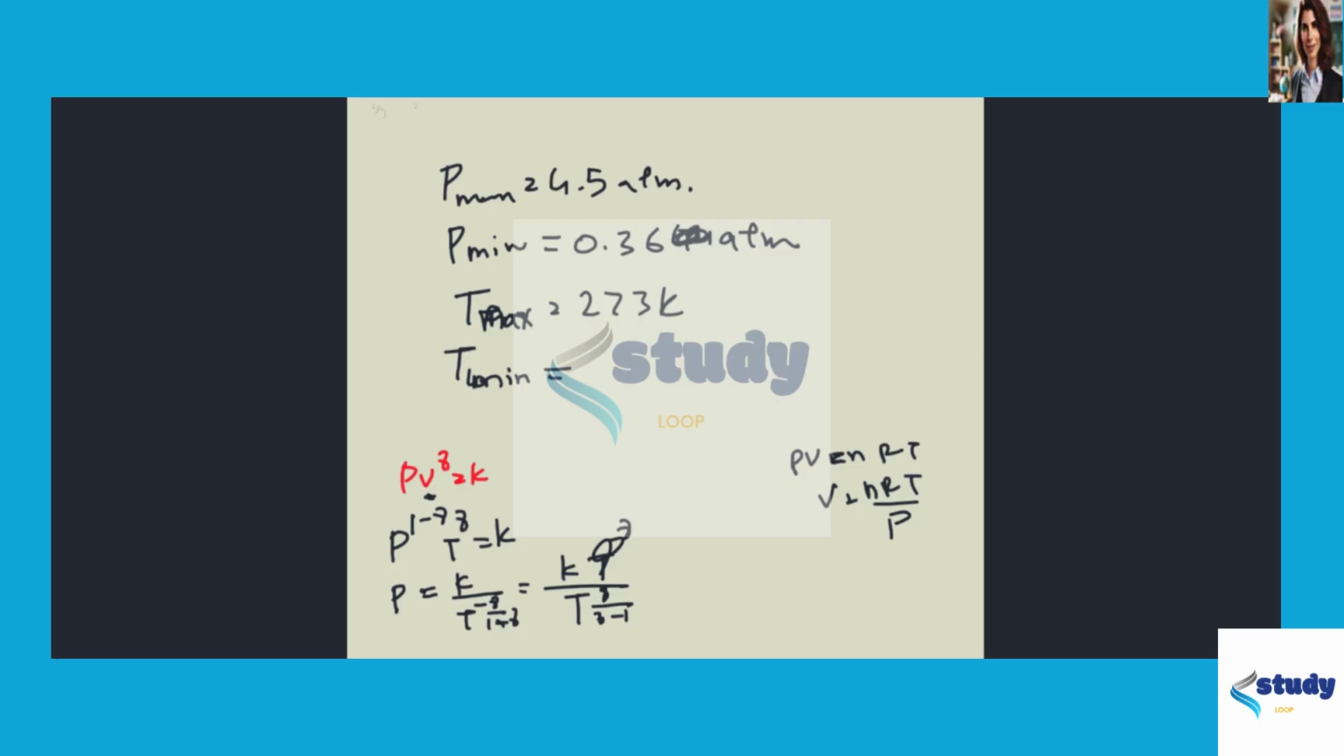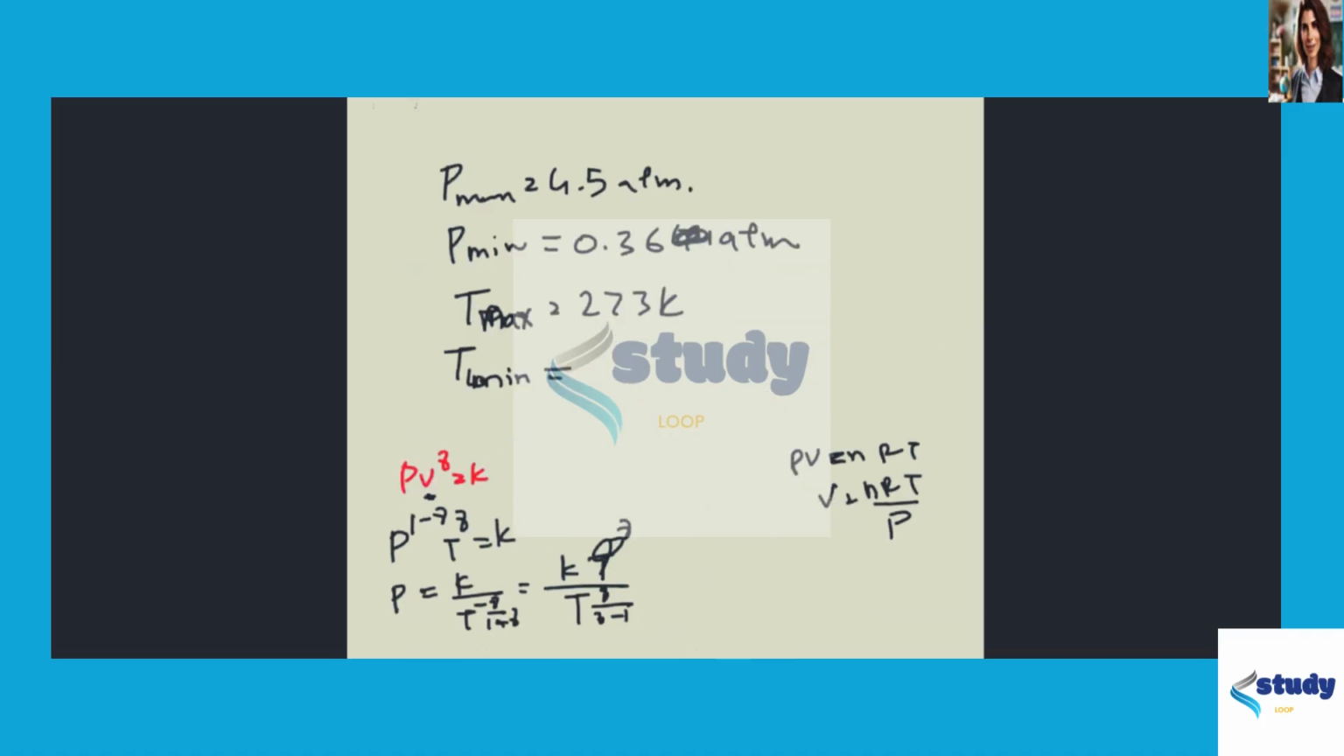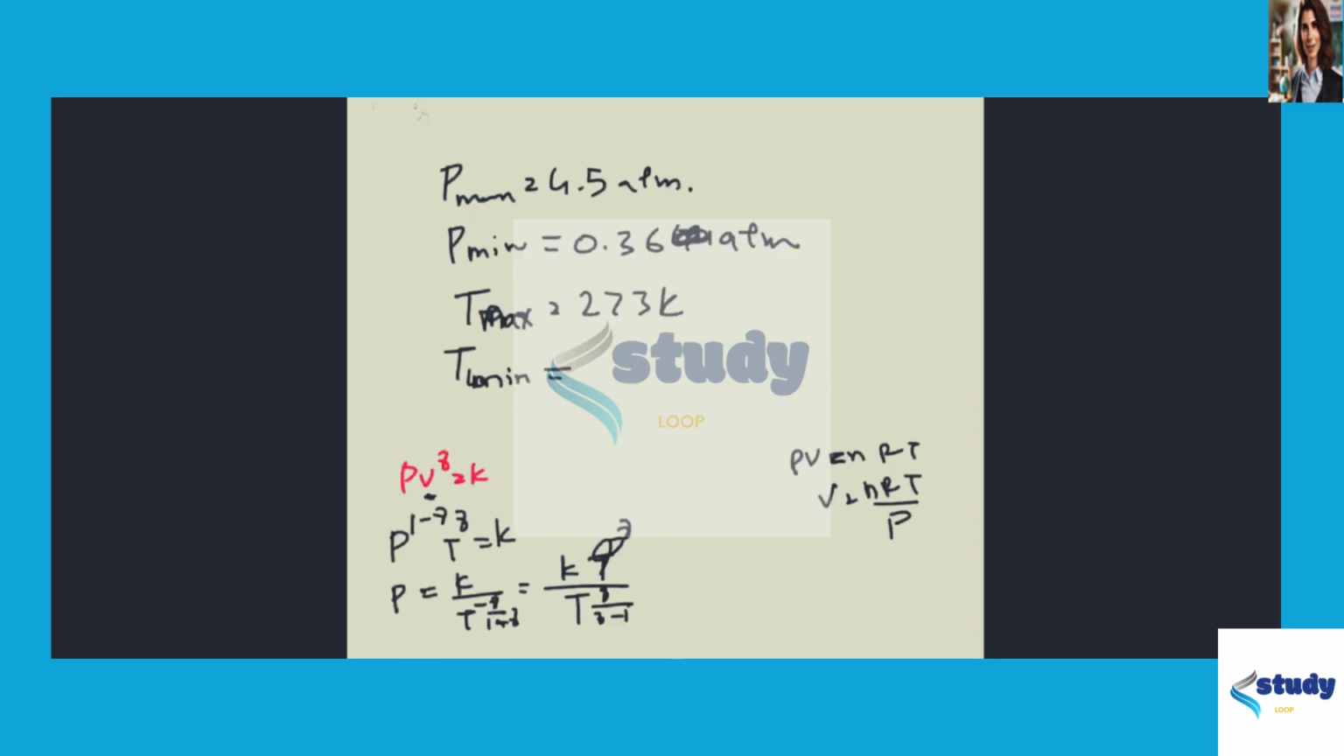Another way to look at it is to see that all the isotherms lie like this, and the isotherm that is closest to the origin, corresponding to the lowest temperature, will correspond to this lowest point. But that is beyond our scope, so let's not bother with that. Hence, the lowest temperature would correspond to this point, which is 99 Kelvin, as we have just seen.